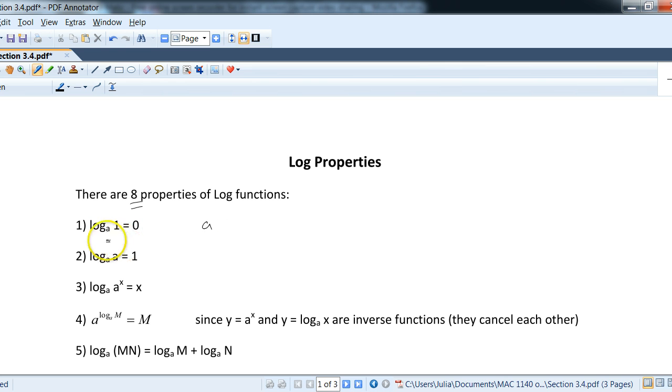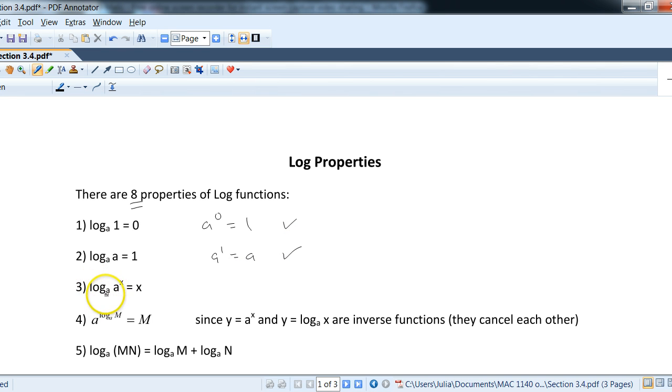Well, that kind of makes sense if we translate it into exponential form, which means it's a to the power of 0 is 1. And that is actually true. So that's why we know that the log of 1 is 0. The same thing happens with log base a of a, that's actually 1. It makes sense again because a to the power of 1 is equal to a. So again, it checks off.